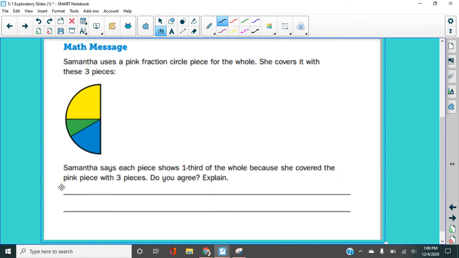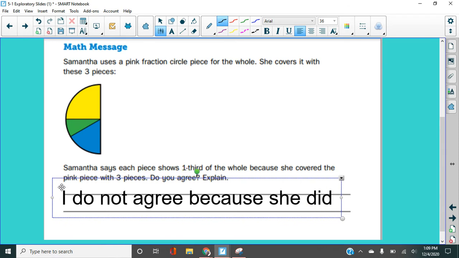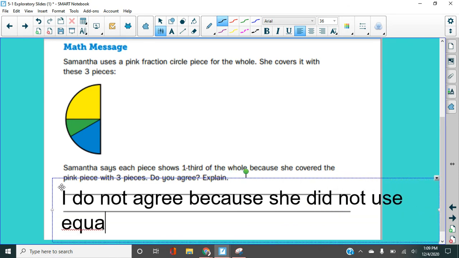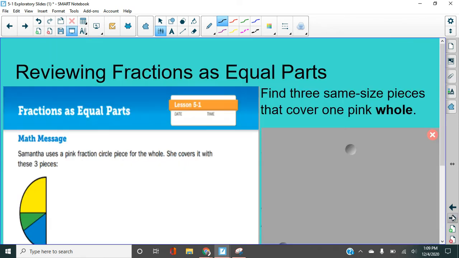Do you agree? Well, I do not agree. Write it down. Because she did not use equal sized pieces. Okay, right? So fractions have to be equal pieces. That is our key idea here today. Right? So let's see what she should have done.